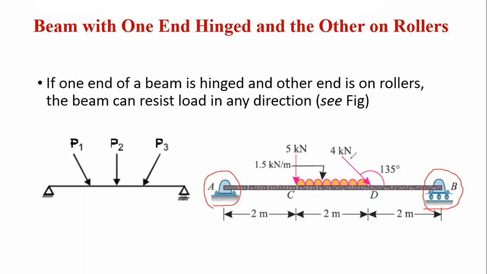If an inclined load is acting over such a beam, it may develop a vertical as well as a horizontal component. And this horizontal component is nullified by the horizontal reaction which is developed by the hinge support. Okay, this horizontal component is nullified by this horizontal reaction. Such a beam is called a one end hinged and other end roller supported beam.